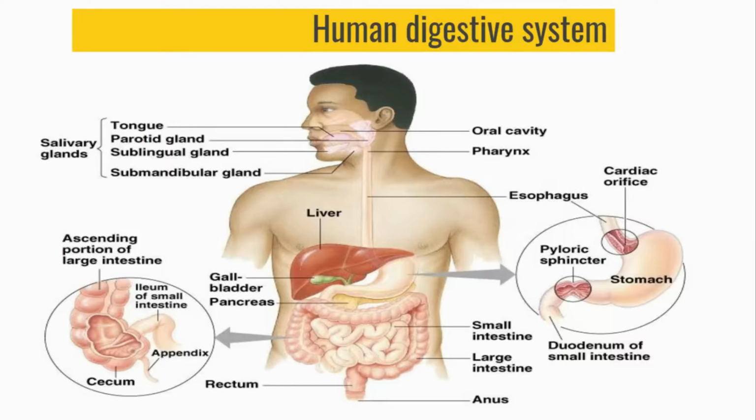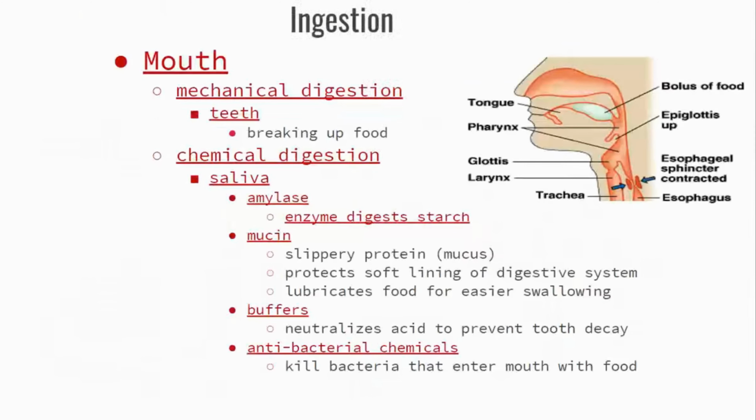The human digestive system is a complex system with so many organs, including the mouth, the esophagus, the stomach, the liver, the pancreas, the duodenum, the ileum, and the large intestine, amongst others. The gastrointestinal tract is also known as the alimentary canal. Let's begin with ingestion.